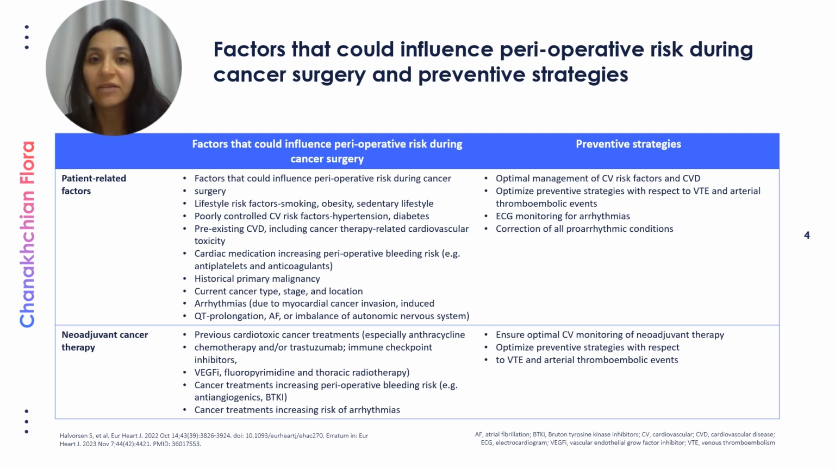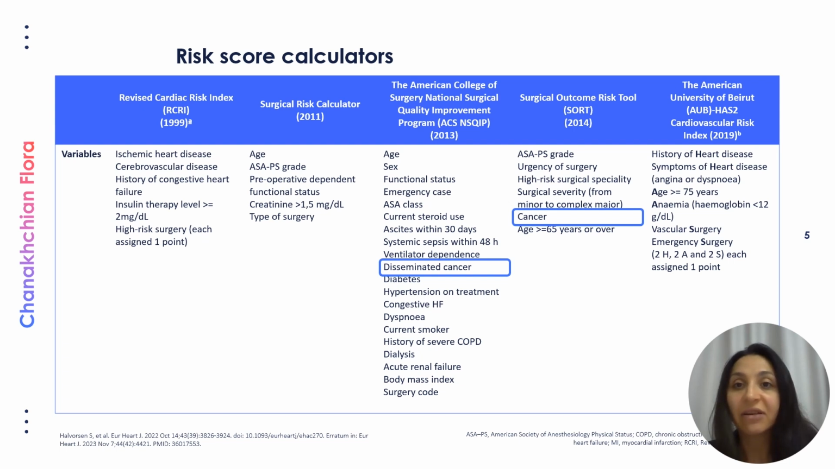Furthermore, non-cardiac surgery in this population of patients is challenging because of previous administration of potentially cardiotoxic chemotherapy or fibrosis due to previous radiation. Here you can see a summary of patient-related and cancer therapy-related factors that could influence perioperative risk in this population. Several risk indices have been developed based on multivariable analysis of observational data and have been validated during the last decade. As you can see, only in 2 of 5 risk calculators is cancer a potential variable.